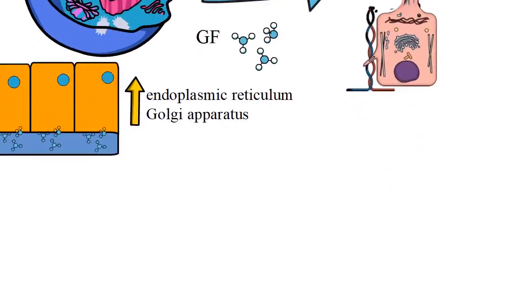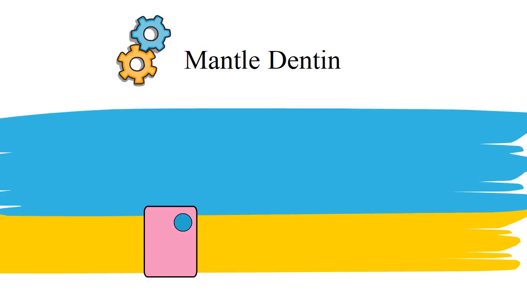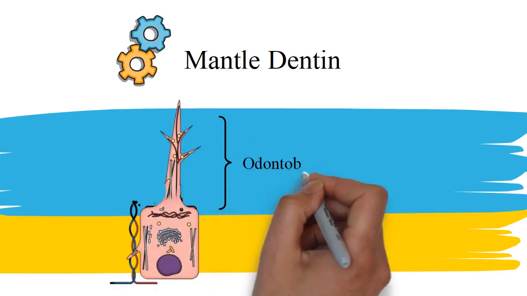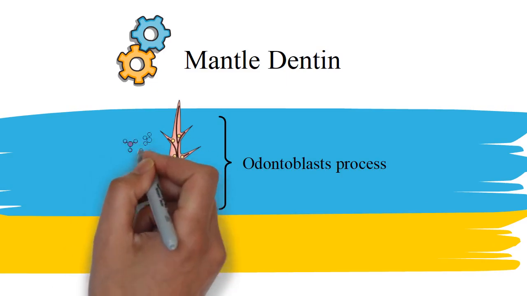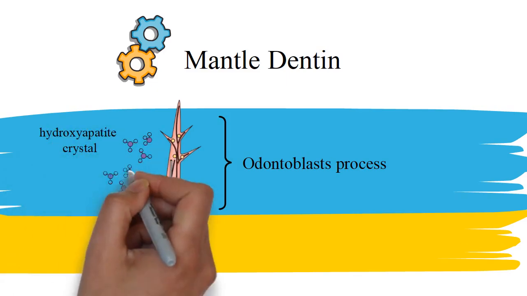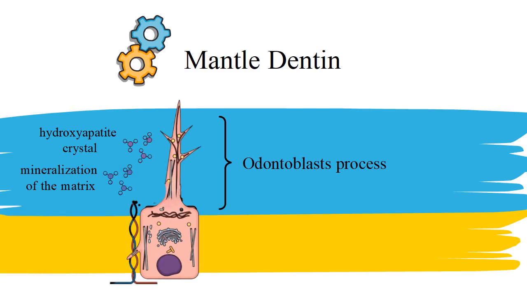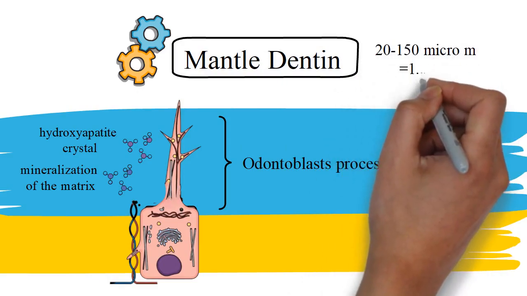And now, formation of mantle dentin. The odontoblasts begin to move toward the center of the tooth, forming an extension called the odontoblast process. Thus, dentin formation proceeds toward the inside of the tooth. The odontoblast process causes the secretion of hydroxyapatite crystals and mineralization of the matrix. This thin area of mineralization is known as mantle dentin and is a layer usually about 20 to 150 micrometers, equal to 0.15 millimeter, thick.